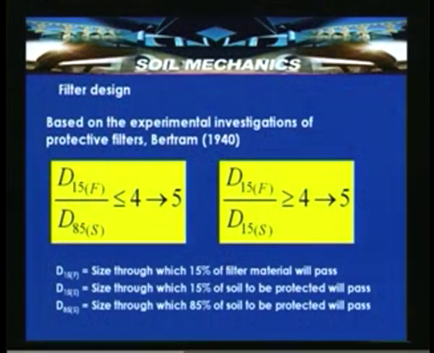These are the definitions for the symbols used in these two expressions. The first is for satisfying criterion 1, D15 filter by D85 soil, where S is the soil to be protected and F is the filter material. So D15F to D85S should be less than or equal to 4 to 5 for criterion number 1, and for criterion number 2, D15F to D15S should be greater than or equal to 4 to 5.